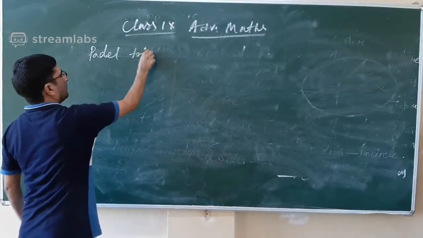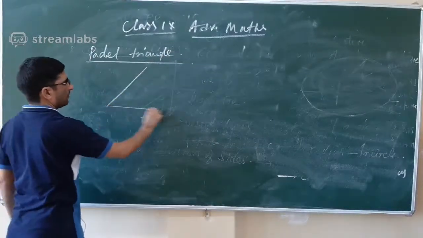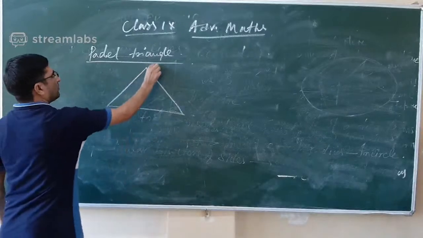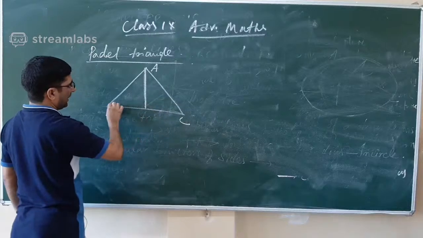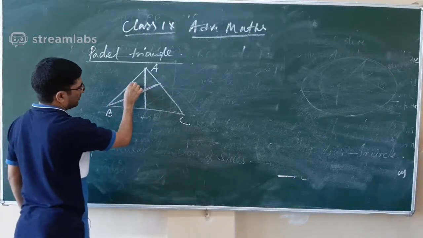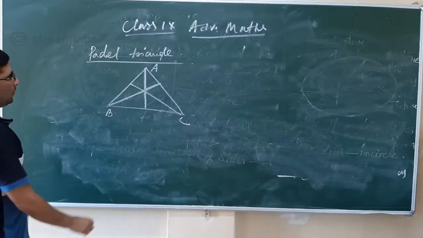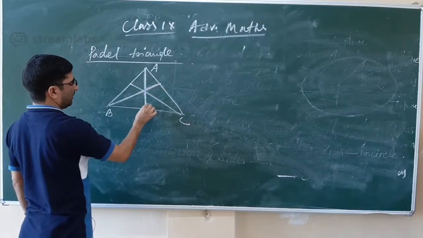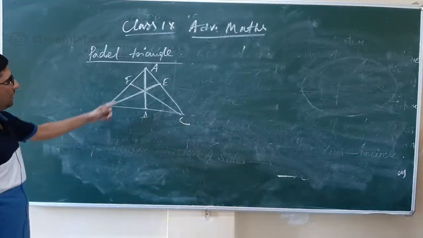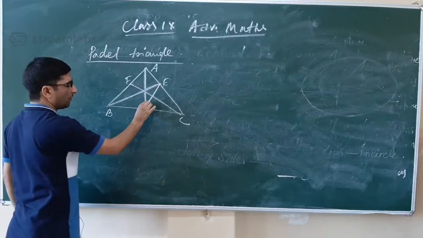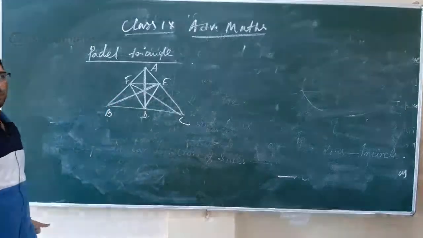Petal triangle. Okay, petal triangle. In a triangle ABC, if these three are the altitudes, means perpendiculars. Now, when we join the feet of the altitudes, these are the three feet, D, E, and F, then one triangle will be obtained. Okay, and this triangle is called petal triangle.